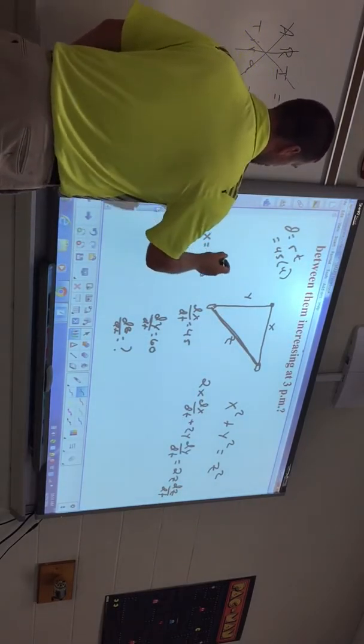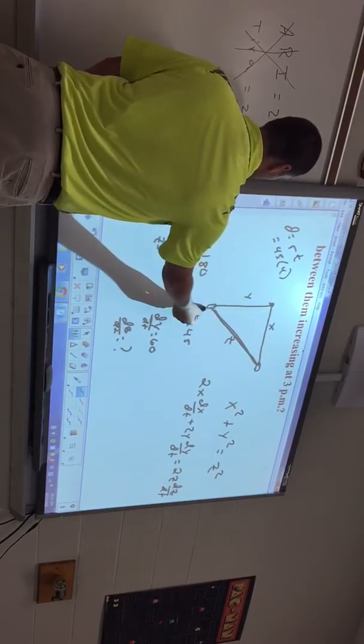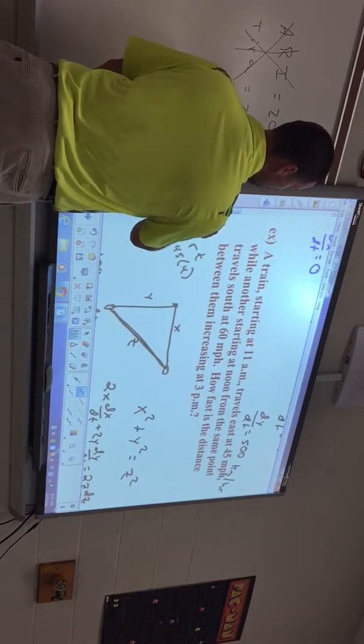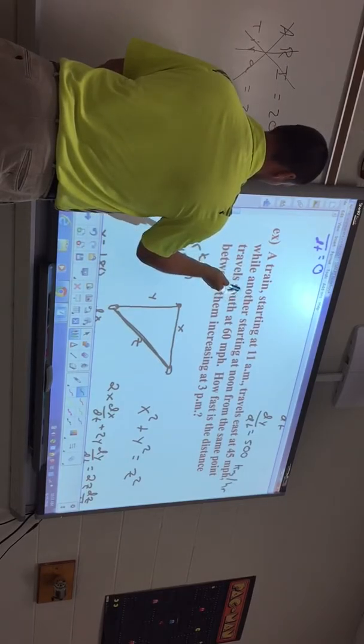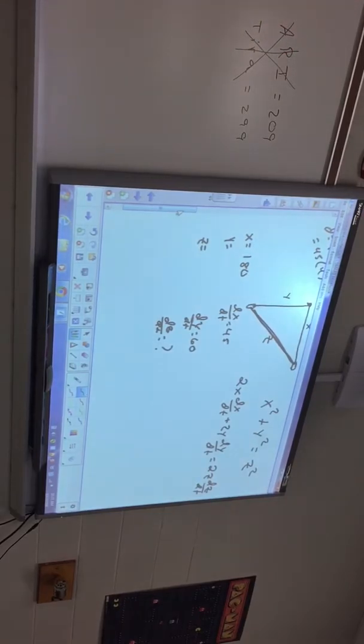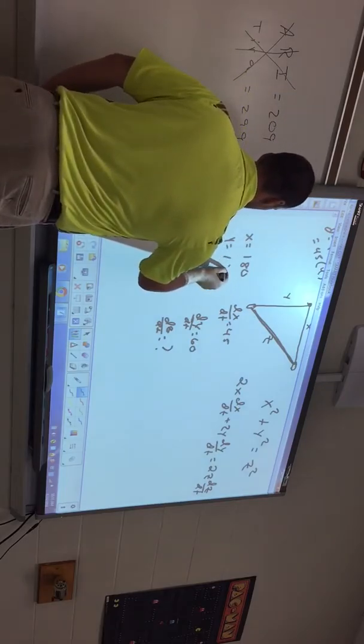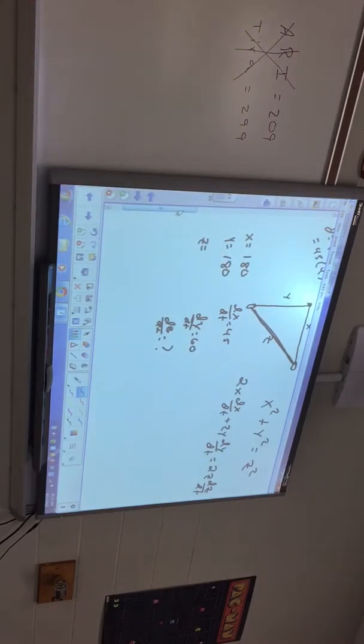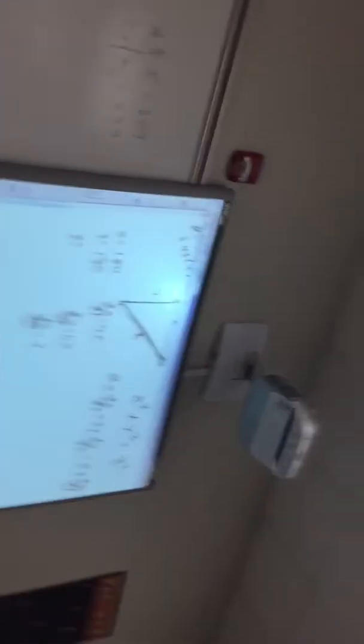Our y value: we started at noon, from the same point, and we traveled south. So that one was only moving for 3 hours. Good thing I read it. I would have said 4 hours again, but the other one left at noon. So it was only in operation for 3 hours at 60 miles per hour. So it went a total of 180 miles.